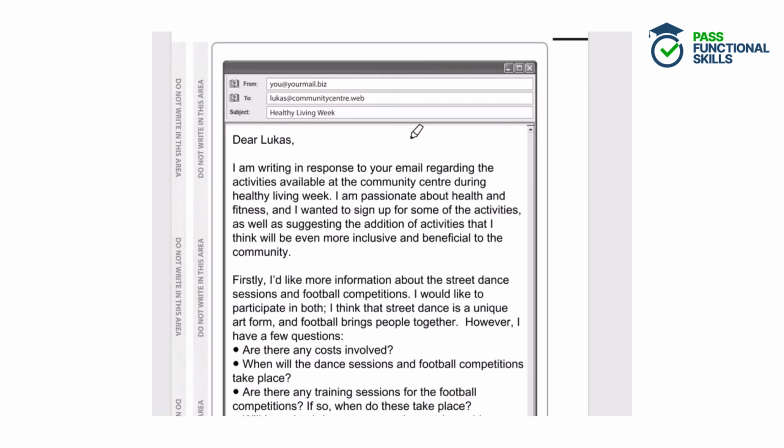This answer uses capital letters and full stops at the start and end of each sentence throughout. It's really important that you're making sure that each sentence starts with a capital letter and finishes with a full stop so that your answer makes sense to the examiner.